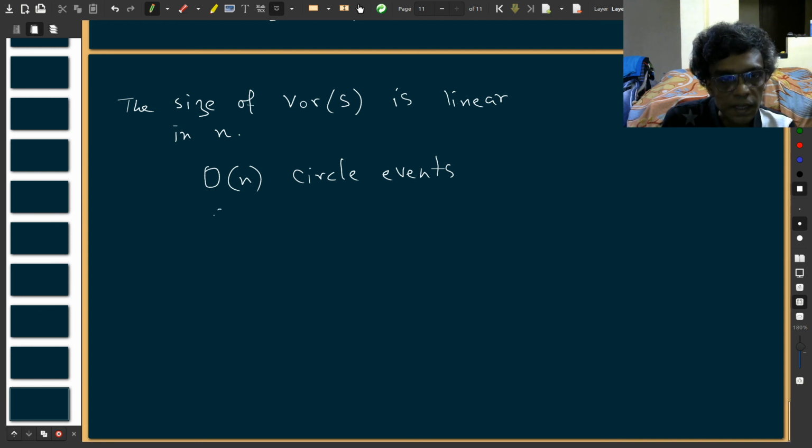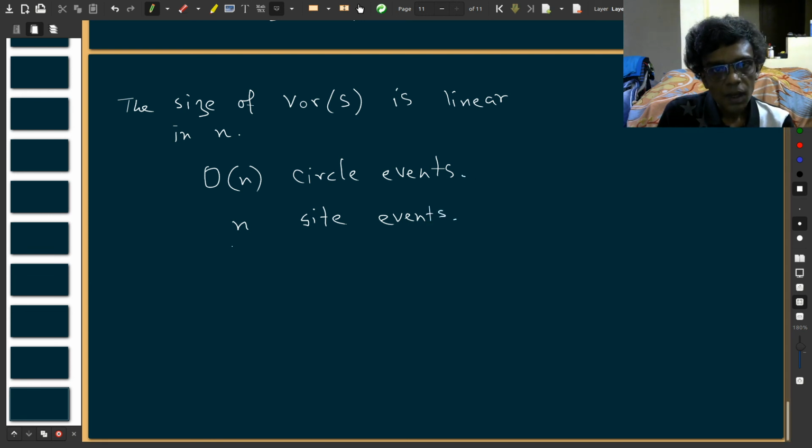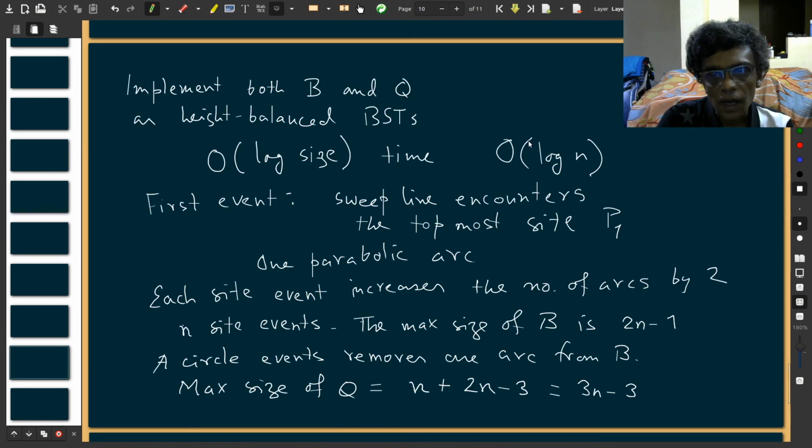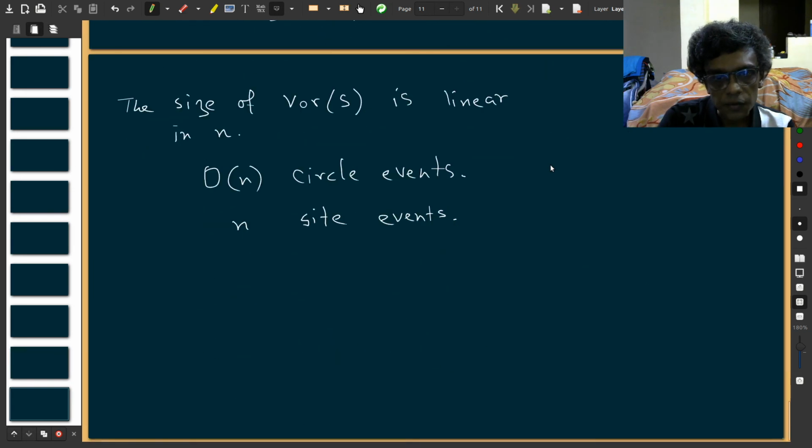Likewise, there are only n site events, so big O of n, just n. In the total journey, we will have n site events. And if you maintain a balanced binary search tree, because the height is always big O of log n, you see that this algorithm runs in big O of n log n time.